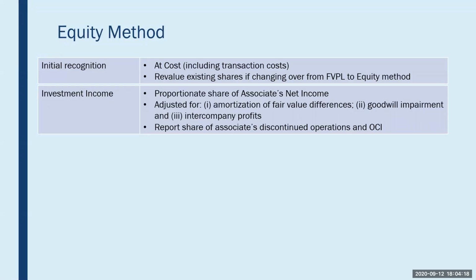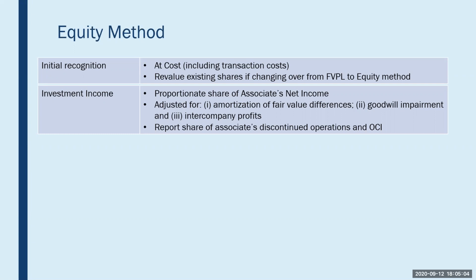The investment income from an associate is basically the proportionate share for the investor in the associate's net income. So for example, if the investor owns 30% of the common shares of the associate, then 30% of the associate's net income will be the investment income for the investor. Now, this proportionate share has to be adjusted for a few things: for amortization of fair value differences, for any goodwill impairment, and for realized and unrealized intercompany profits.